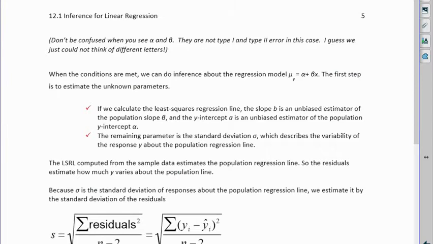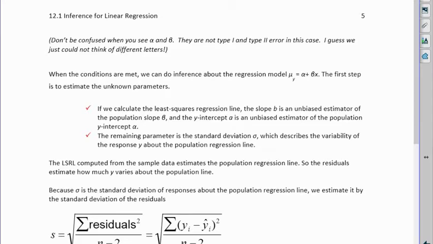So don't be confused when you see that alpha and that beta, because they are not the type 1 and type 2 errors. In this case, we just couldn't think of different letters. The conditions are met, so we can do the inference about this regression model. And the first step will be to estimate the unknown parameters.